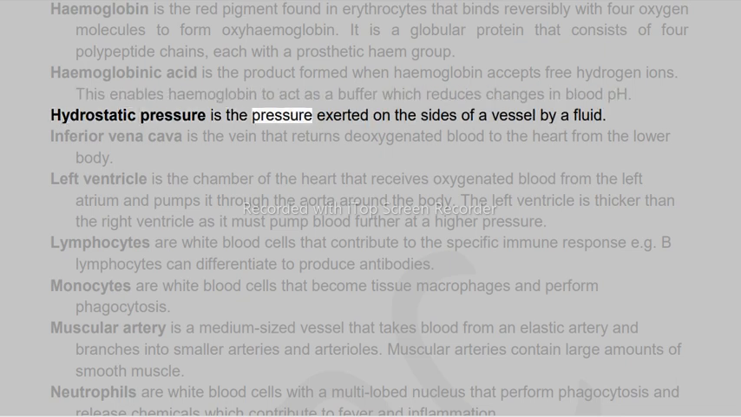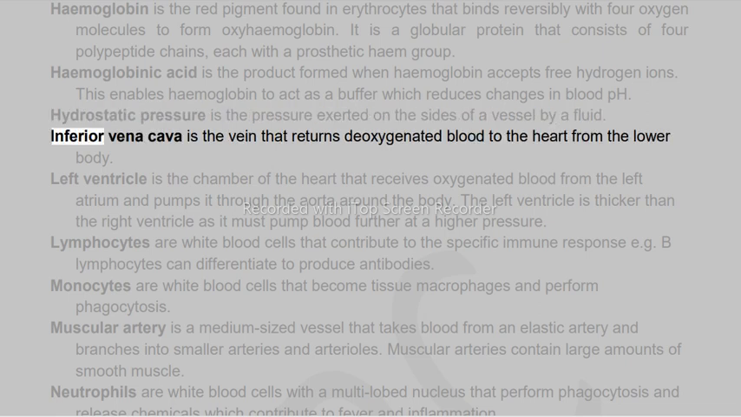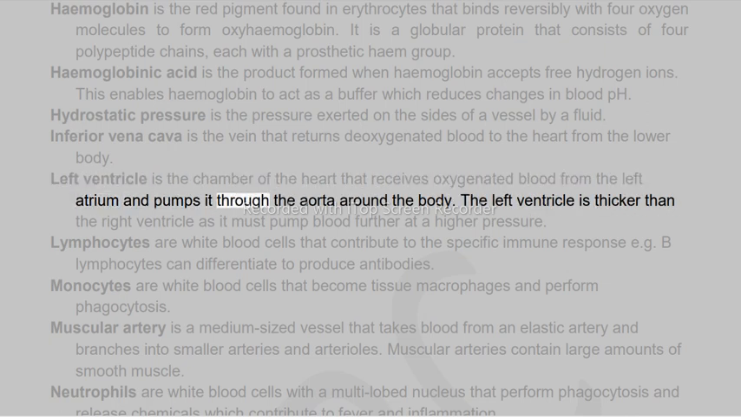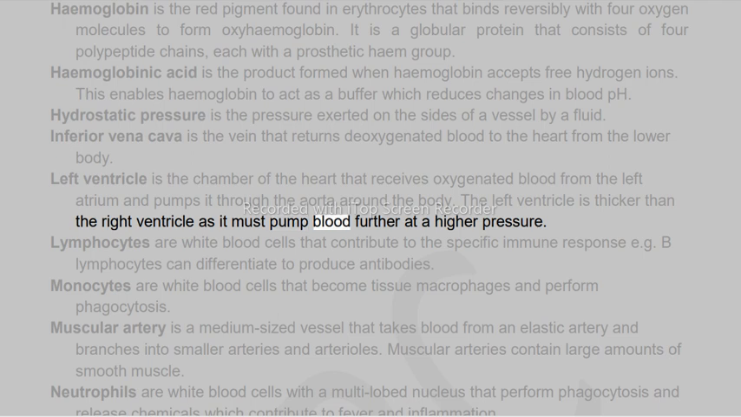Hydrostatic pressure is the pressure exerted on the sides of a vessel by a fluid. Inferior vena cava is the vein that returns deoxygenated blood to the heart from the lower body. Left ventricle is the chamber of the heart that receives oxygenated blood from the left atrium and pumps it through the aorta around the body. The left ventricle is thicker than the right ventricle as it must pump blood further at a higher pressure.